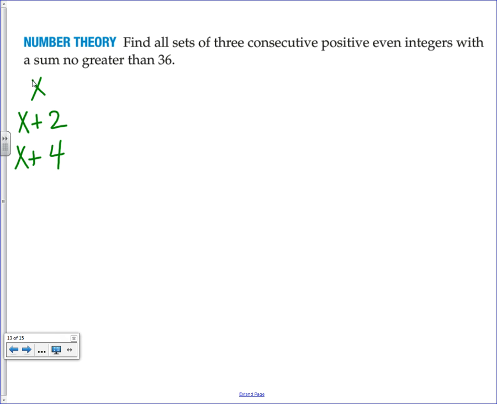X plus 4 would be the next one. All right, so now let's actually get back to the question here. It says, find all sets of 3 consecutive positive even integers with a sum. What does sum mean to do? If you add them, how many x's do you get? How many constants do you get?